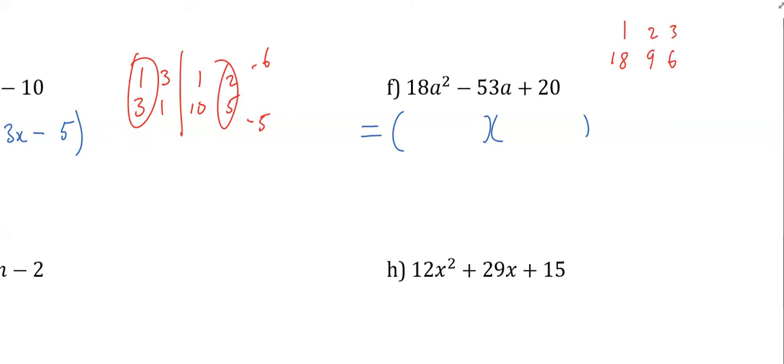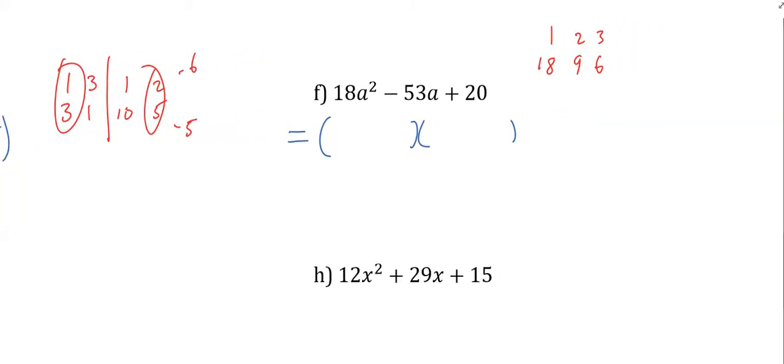Both 18 and 20 have 3 pairs of factors, so I'm going to flip these ones. So 6 and 3 and 9 and 2 and 18 and 1. Oh, what a pain. 1 and 20, 2 and 10, and 4 and 5. Hopefully you've got this one done already. I think this is my answer.